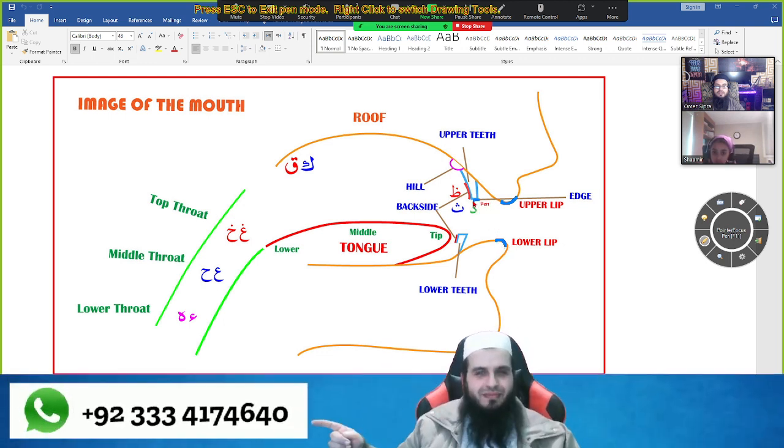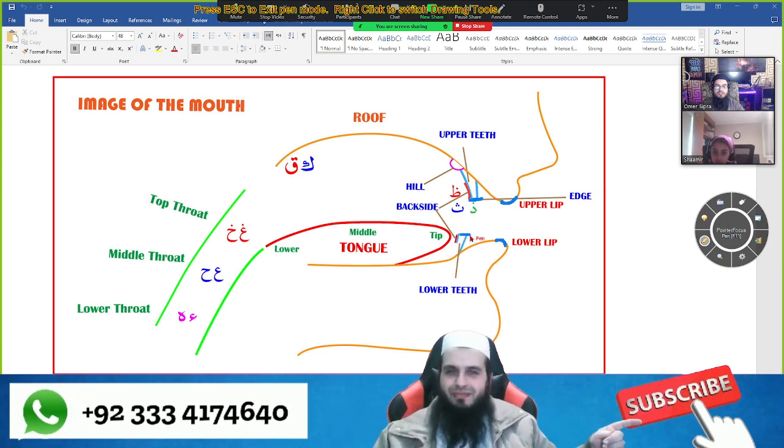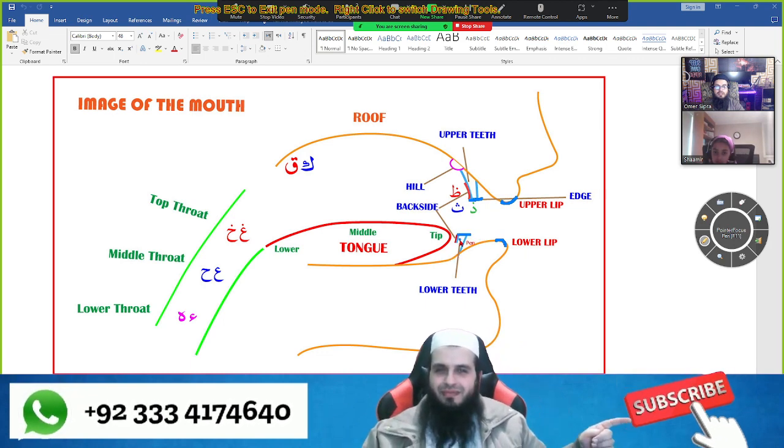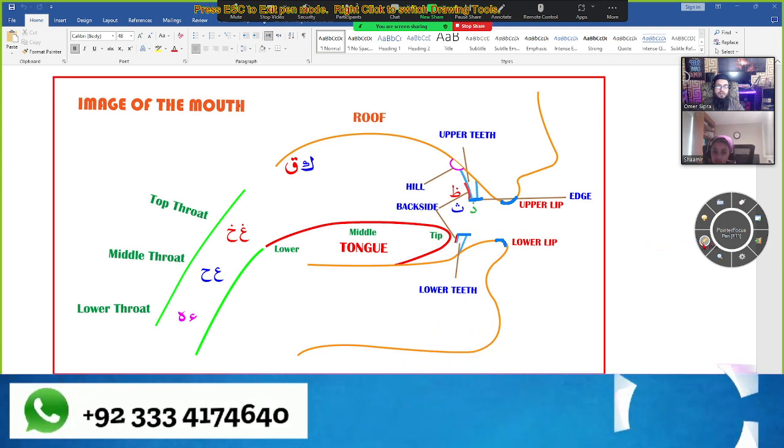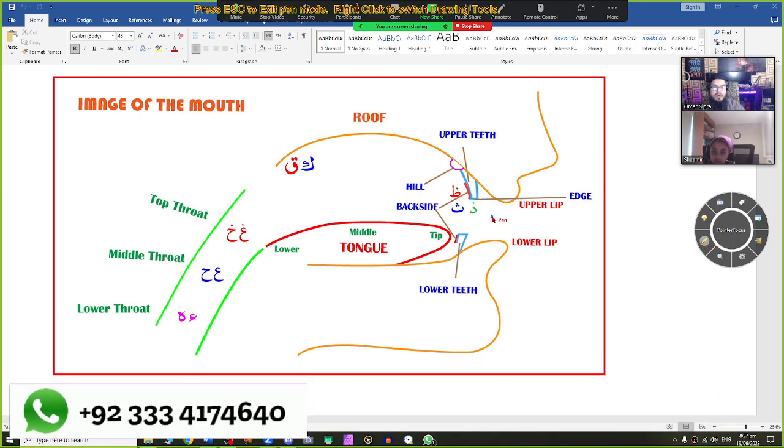Good job. This one is the upper teeth. What is it? The upper teeth. These are the lower teeth. What is it? The lower teeth. Yeah. All right, now this one is the edge of the teeth. What is it? The edge of the teeth. And this one is the back side of the teeth. What is it? The back of the teeth. Yeah, so a tooth has two sides. First, the edge and the back side. You have to keep that in mind.